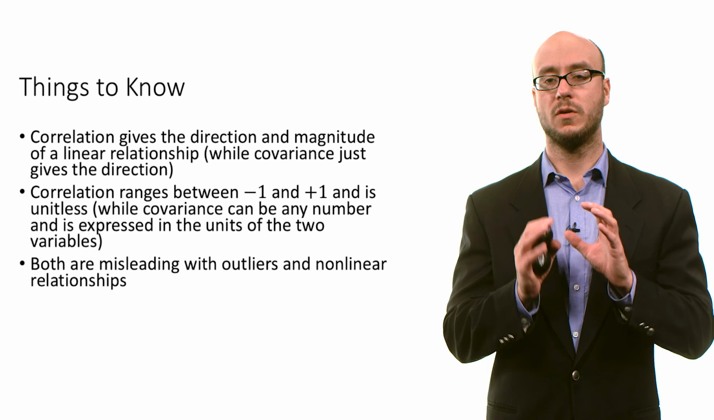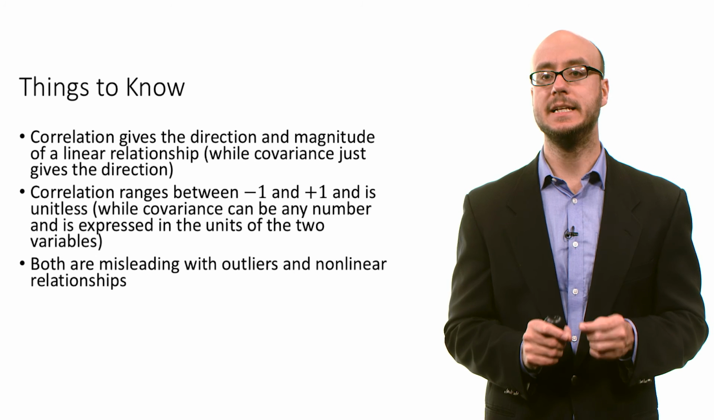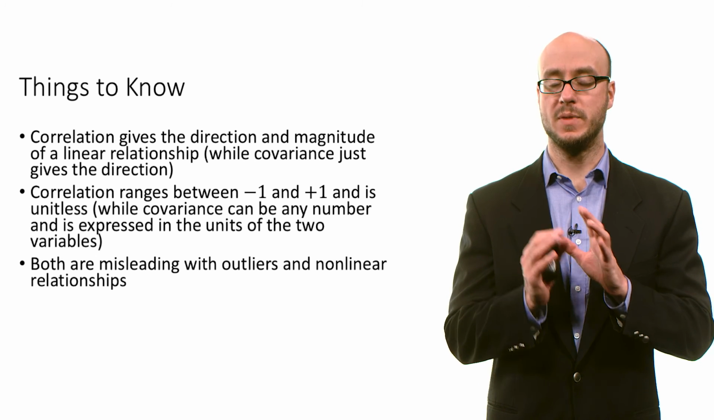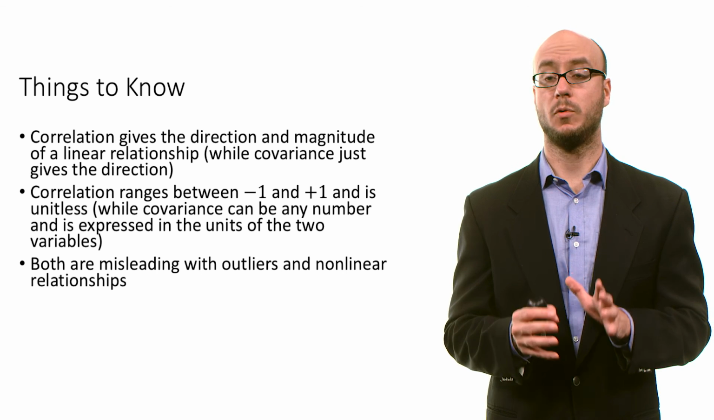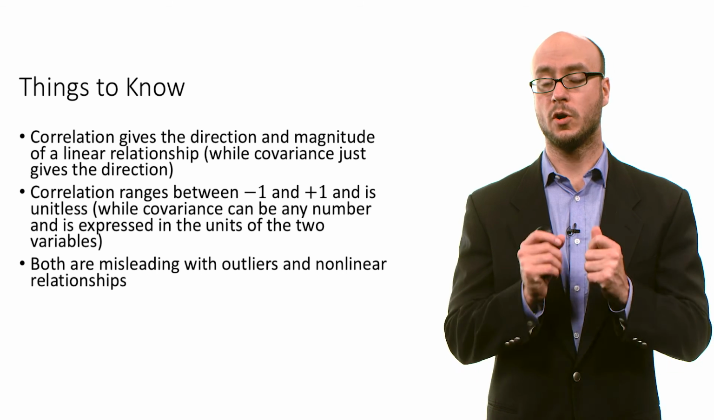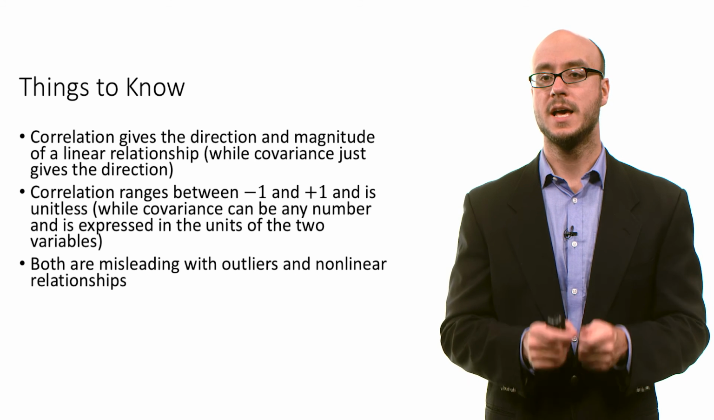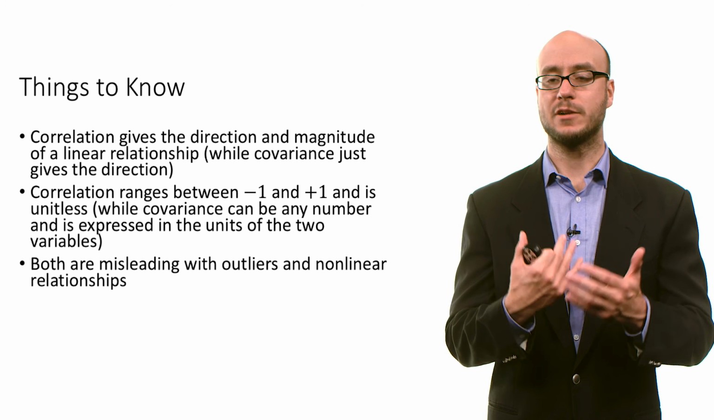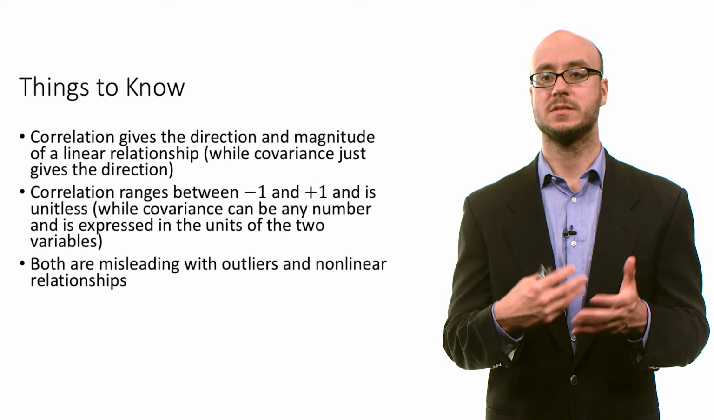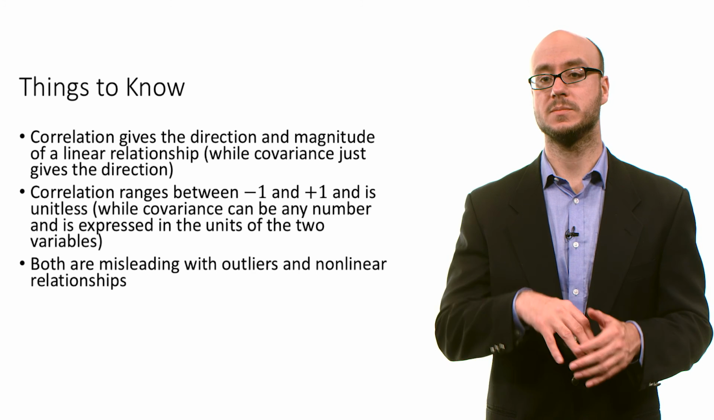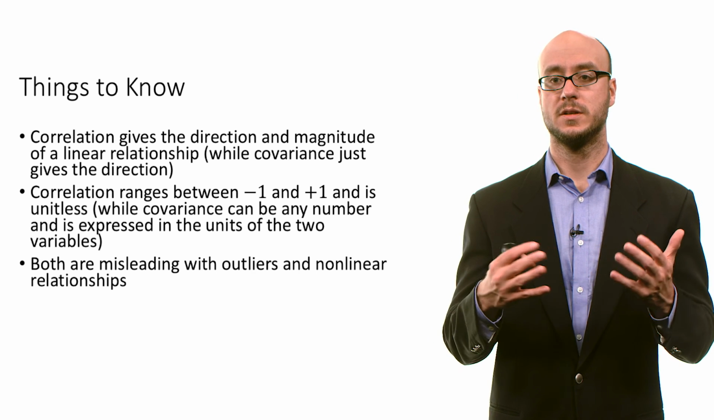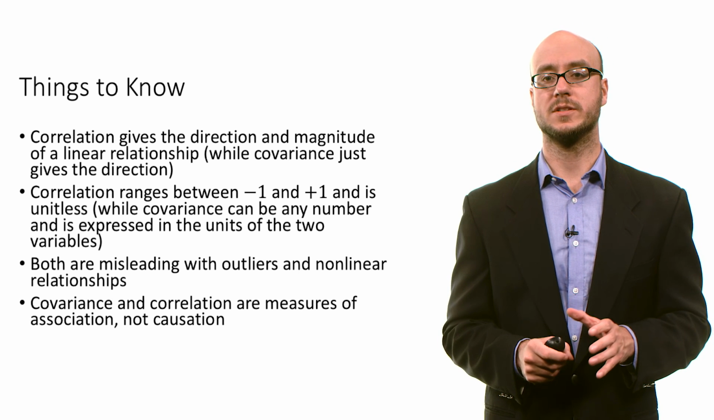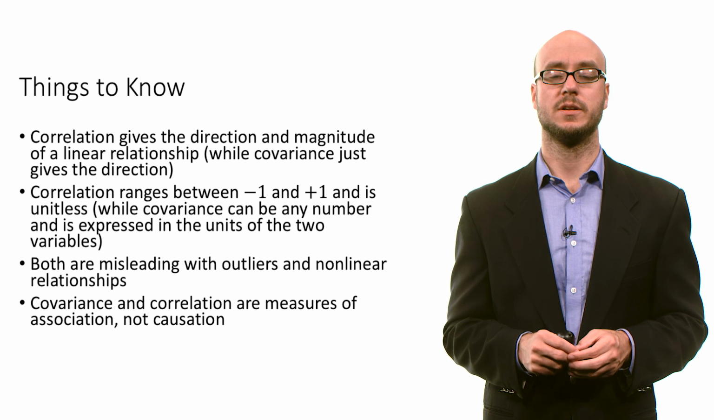And both covariance and correlation can be misleading, because they're based on the mean of x and the mean of y. And the mean of x and mean of y are sensitive to outliers. And so covariance and correlation are sensitive to outliers. As well, they are potentially quite misleading if the actual pattern in the data suggests some kind of nonlinear relationship is going on, some sort of upside down U, or some sort of squiggly lines, some sort of curve. And the other point is that covariance and correlation are measures of association, not causation.